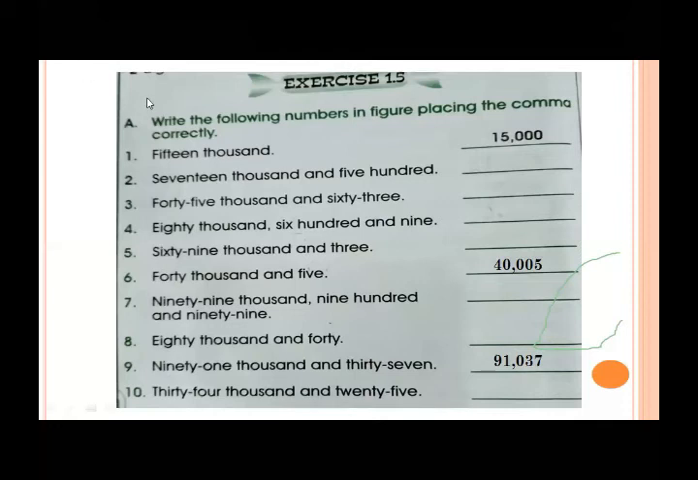Now look here. Exercise 1.5. Write the following numbers in figures, placing the commas correctly. These numbers are given in the form of words. So here what you have to do, first of all, write the number in figures. Then put commas correctly. You know that whether it's Pakistani or international, first of all we have to put a comma after the thousand group. So what's the first number here?